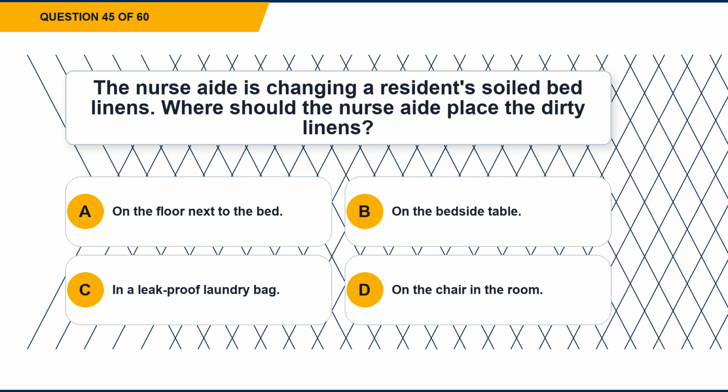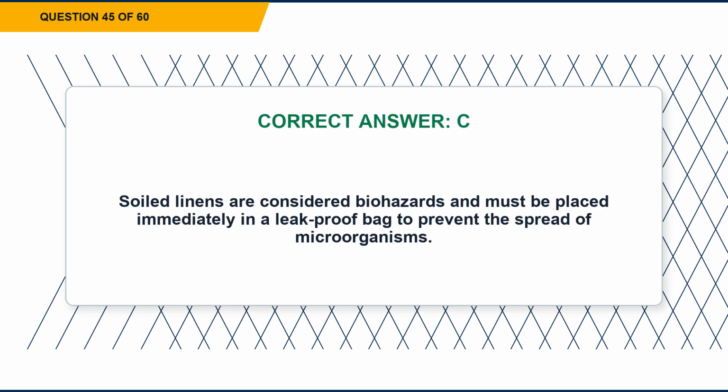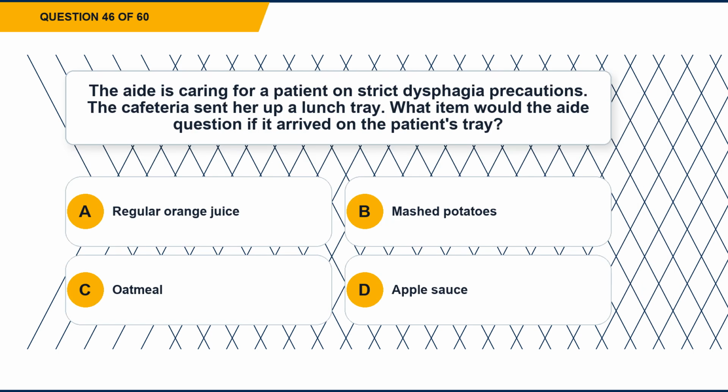Question 45. The nurse aide is changing a resident's soiled bed linens. Where should the nurse aide place the dirty linens? Option A, on the floor next to the bed. Option B, on the bedside table. Option C, in a leak-proof laundry bag. Option D, on the chair in the room. The correct answer is option C, in a leak-proof laundry bag. Explanation: soiled linens are considered biohazards and must be placed immediately in a leak-proof bag to prevent the spread of microorganisms.